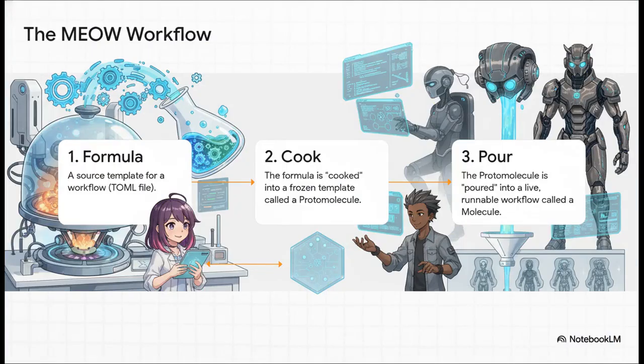So here's how that works. It starts with a formula, which is basically just a recipe for a task. That recipe is then cooked into something called a proto-molecule. You can think of that like a master template that can't be changed. And finally, you pour that master copy to create a live molecule. This is the actual active to-do list that an agent can grab and start working on.